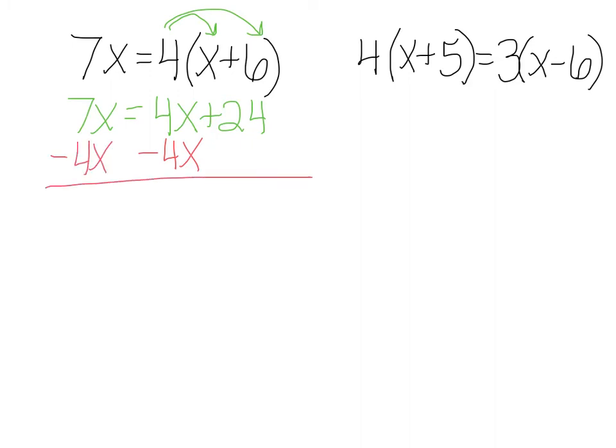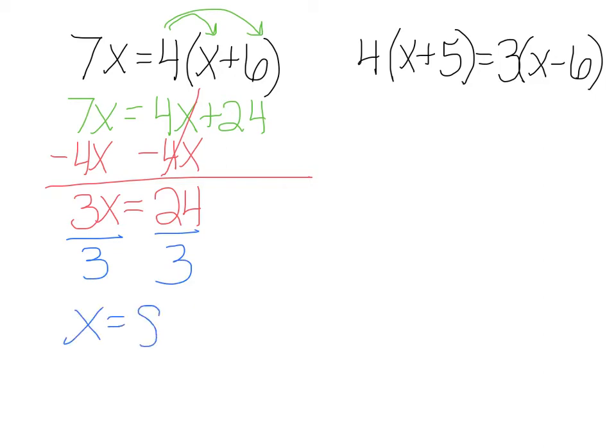7x minus 4x is going to be 3x. Bring down that equal sign. 4x minus 4x cancels out, and we're left with 24. Now I just have a one-step equation, so I can divide both sides by 3, and we get x equals 8. Again, you can plug that into your original equation to see if you did it right.